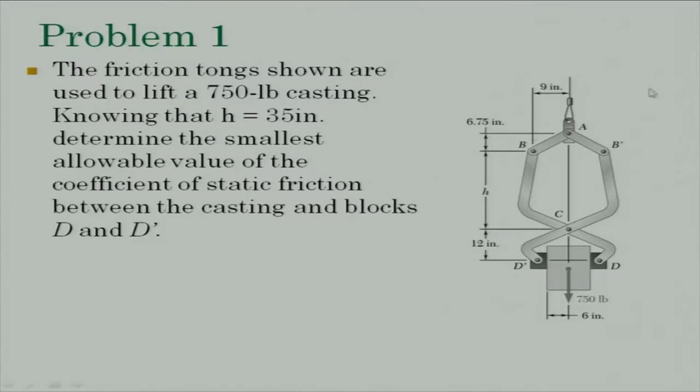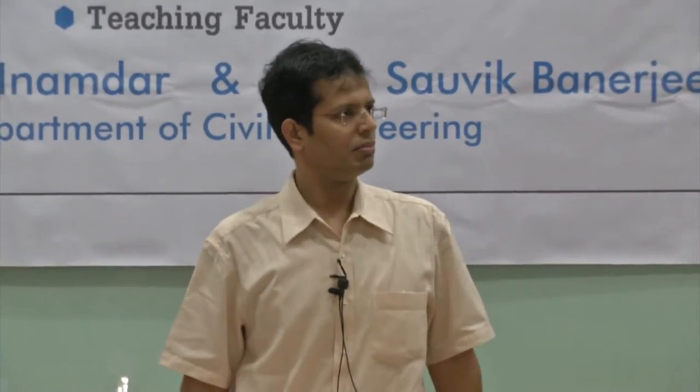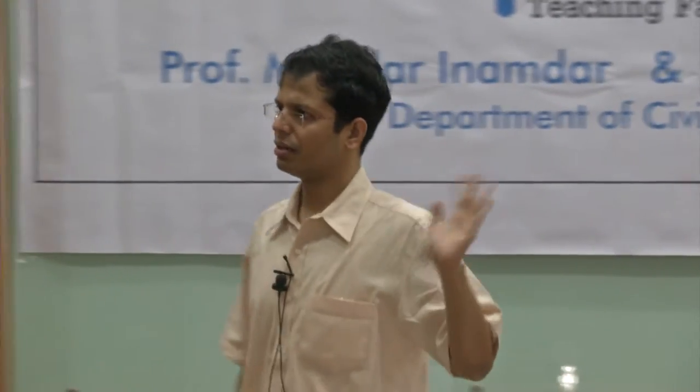Now what we are asked in this problem: all the dimensions of the problem are given to us, all the weights, and this 750 is much larger than the supposed weight of the tongs. What we are asked is to find, given that there are two contact surfaces of the tongs with this block at D and D prime, the smallest allowable value of the coefficient of static friction between the casting and the blocks at D and D prime. That is, what is the minimum coefficient of friction required here and at this point such that we can lift it up without the block falling down. Problem statement clear, mechanism clear? Now tell me, how will we solve this problem?